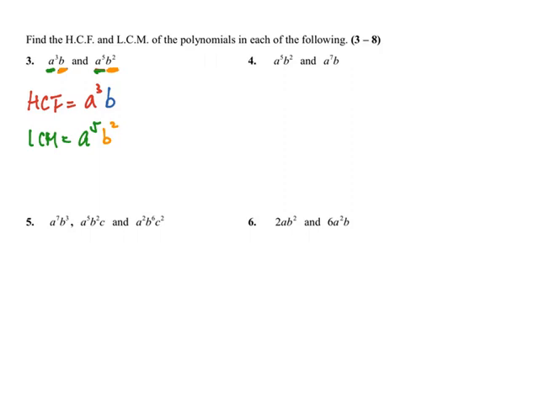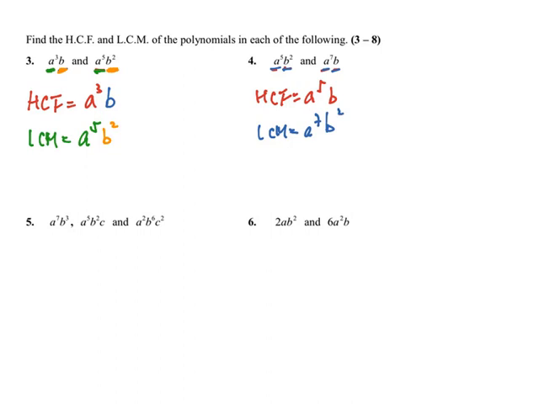Now, try to do question 4. Let's check it. For HCF, the smallest is a^5, and for b, it is b. And for LCM, choose the biggest, so a to the power 7, and then b to the power 2.